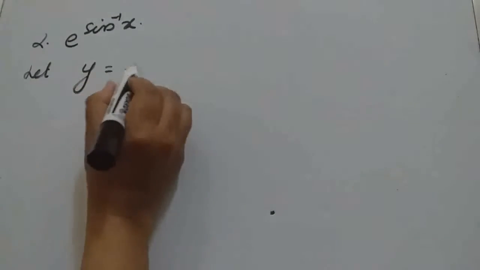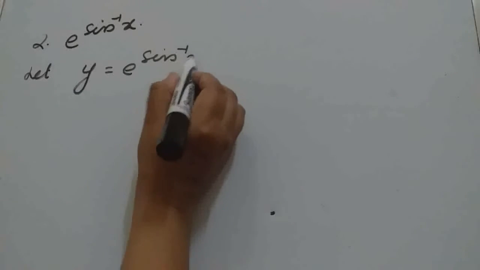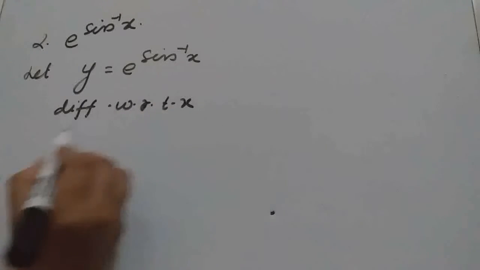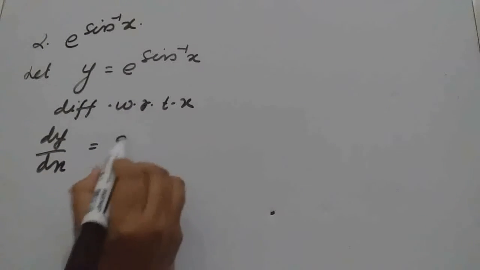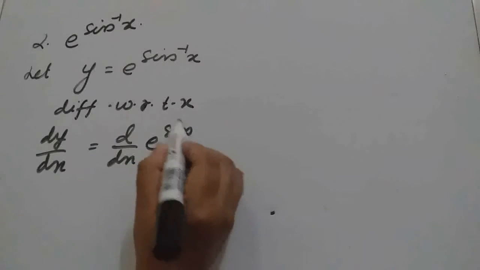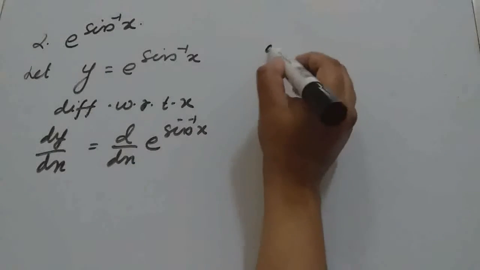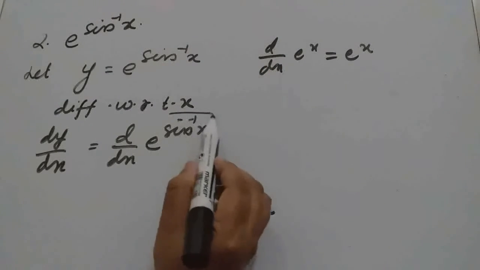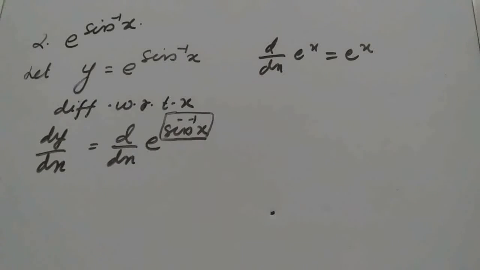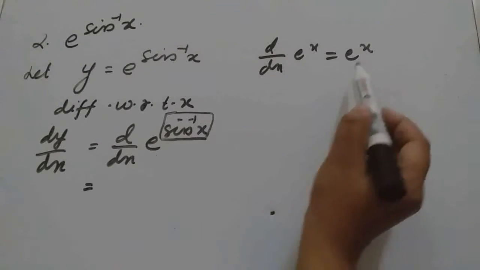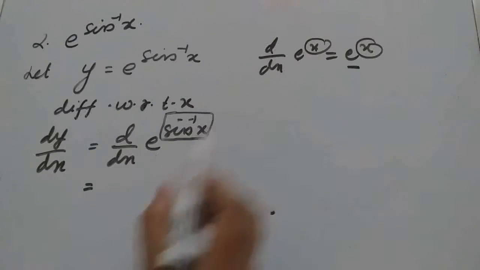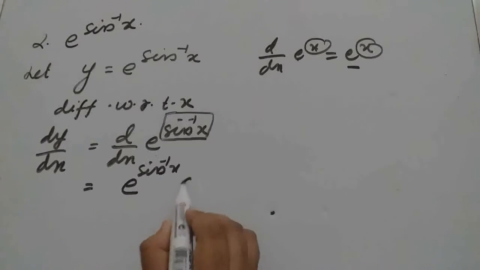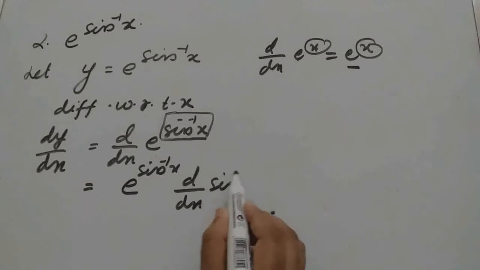Let y is equal to the given function e power sine inverse x. Differentiate with respect to x. So dy by dx will be d by dx of e raised to sine inverse x. Now we know e raised to x is a standard function. The derivative of e raised to x is e raised to x. Now here we have other than x, sine inverse function. So the derivative will be same, e power same. So here the power is sine inverse x. So e power sine inverse x, and then we should multiply the derivative of this composite function.